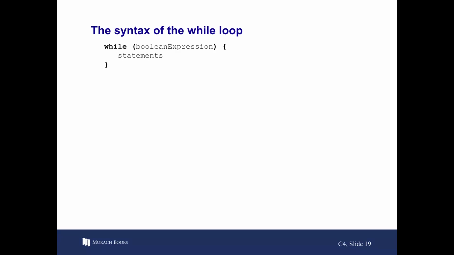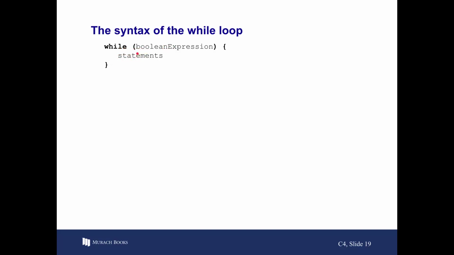This is the basic syntax of a while loop. You have the keyword while, the reserved word, then you have a Boolean expression, and then you have an opening and closing block with statements in the middle. So this means while this expression is true, do these statements.